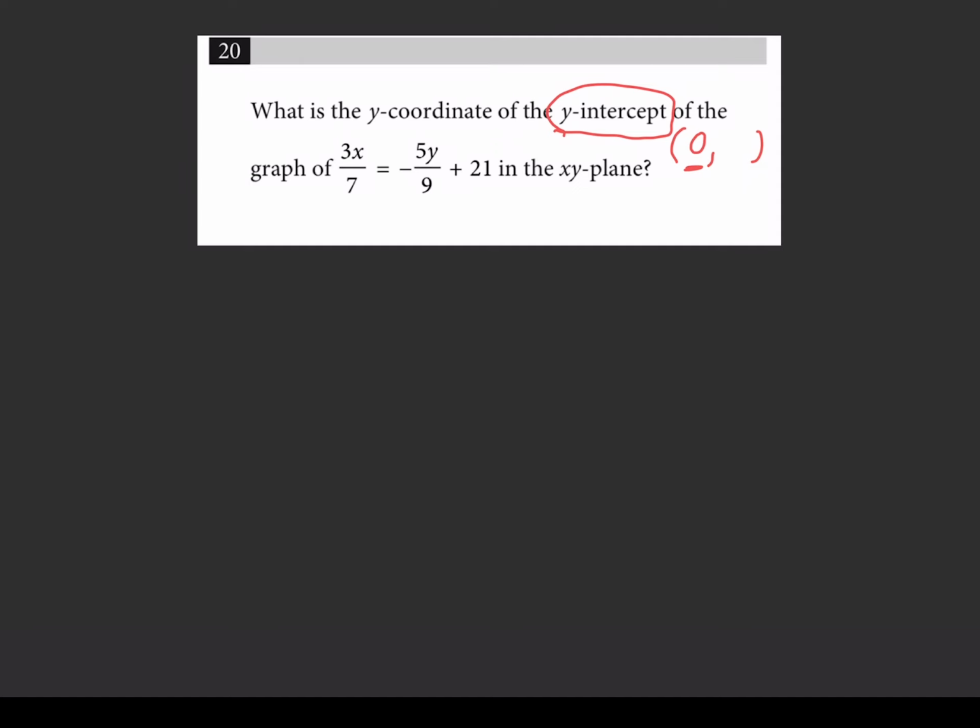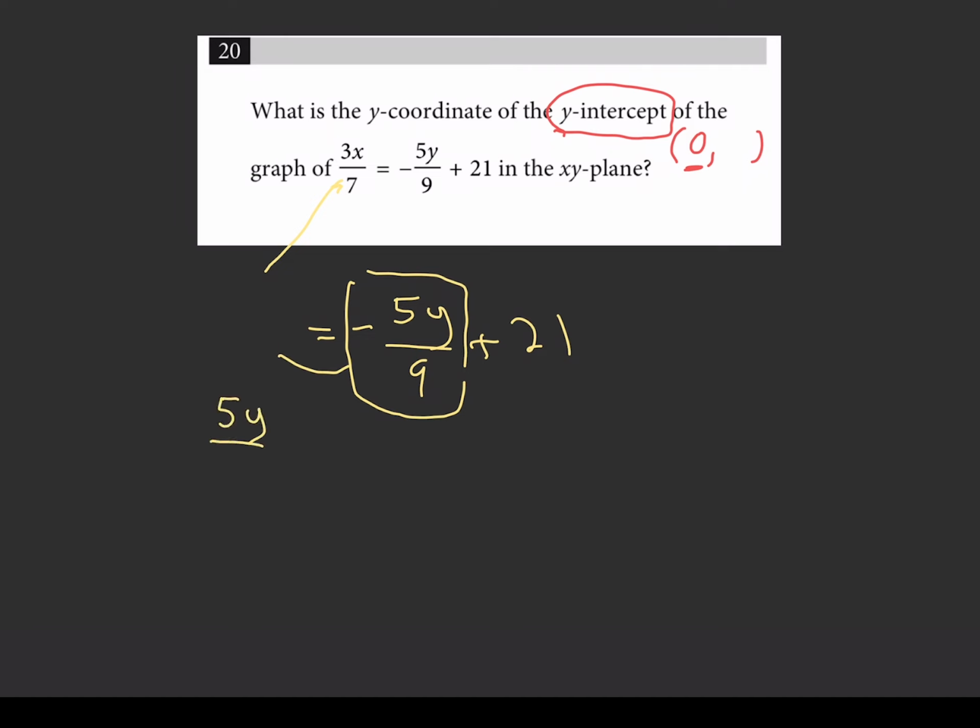So what I mean is, in the equation up here, if we write 0 for x, I'm going to go 3 times 0 over 7 equals the negative of 5y over 9 plus 21. That, of course, will cancel that whole term out. So if I add the 5y over 9 and bring it over to the other side of the equation, you're going to have 5y over 9 equals 21.